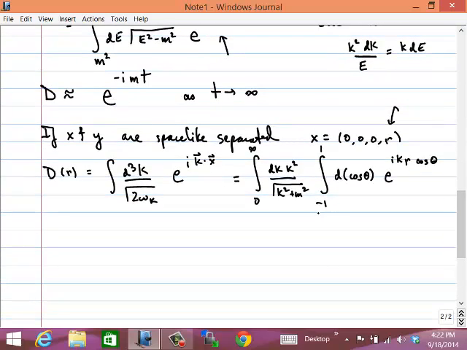So we could just go ahead and do that integral. And it's 1 over i r times k times e to the i k r minus e to the minus i k r.